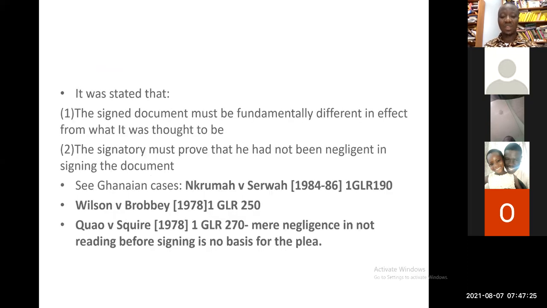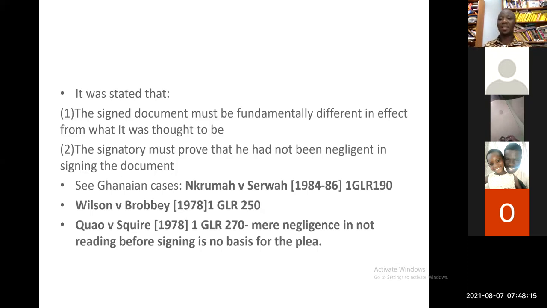Take an illiterate person, someone who cannot read and write. Is he or she bound by an exemption clause that he or she is supposed to have appended his or her thumbprint to? The answer is that there must be a jurat. There must be evidence that before the person thumbprinted or signed, he or she was made to understand what he or she was signing, having had it read and interpreted in the language that he or she understands. So that is very important.